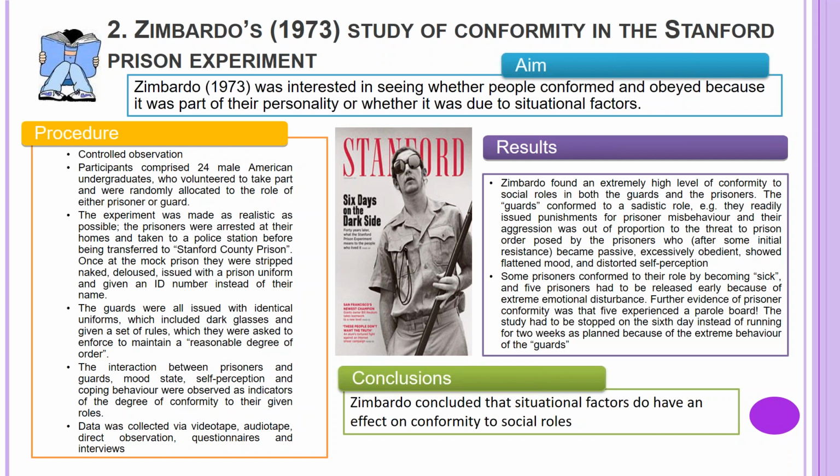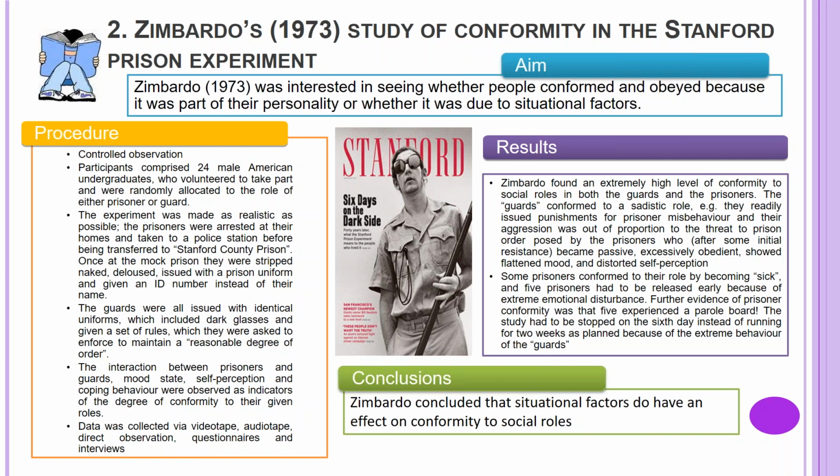Participants comprised of 24 male American undergraduates who volunteered to take part and were randomly allocated to the role of either prisoner or guard. The experiment was made as realistic as possible. The prisoners were arrested at their homes and taken to a police station before being transferred to Stanford County Prison. Once at the mock prison, they were stripped naked, deloused, issued with the prison uniform and given an ID number instead of their name. The guards were all issued with identical uniforms, which included dark glasses and a given set of rules, which they were asked to enforce to maintain a reasonable degree of order.